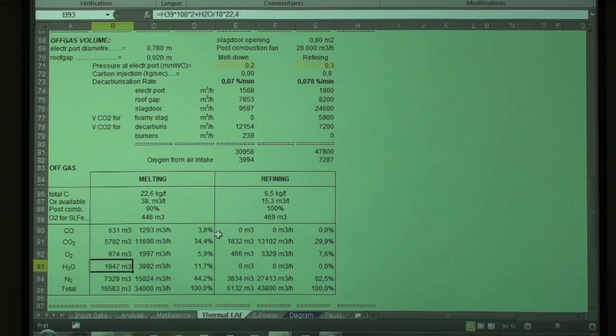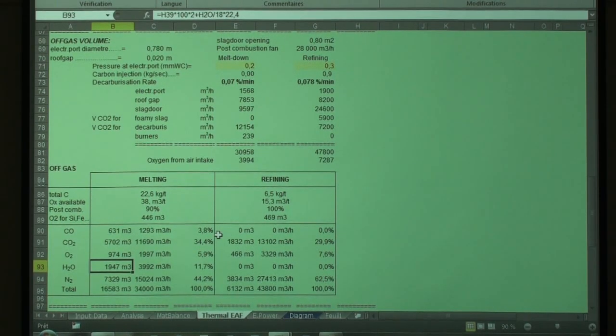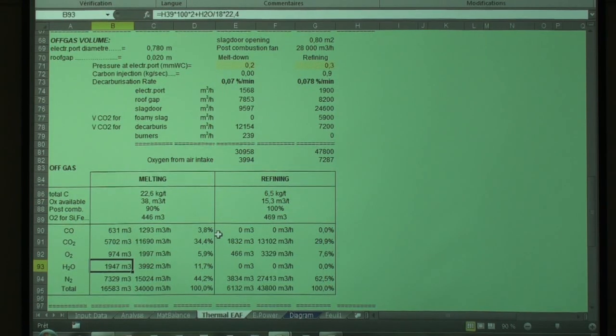No, they control the oxygen. Yeah, that's right. They control. Not reduce. Total consumption is very low. That's right.